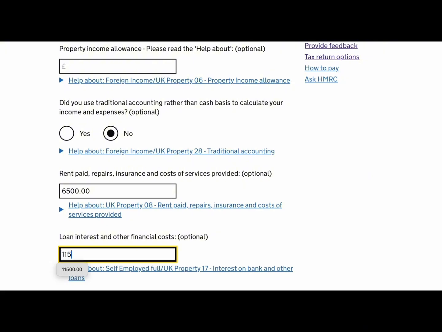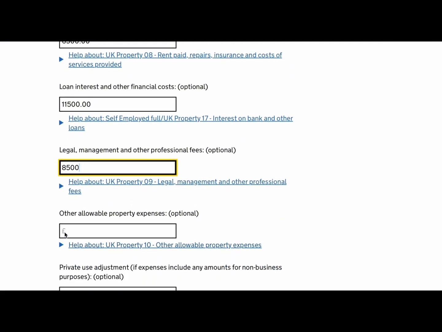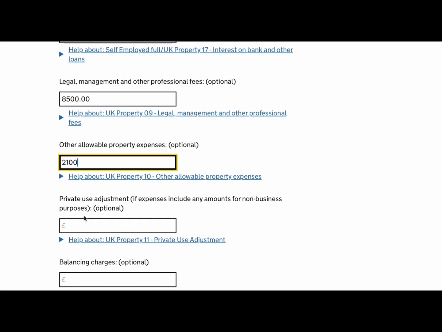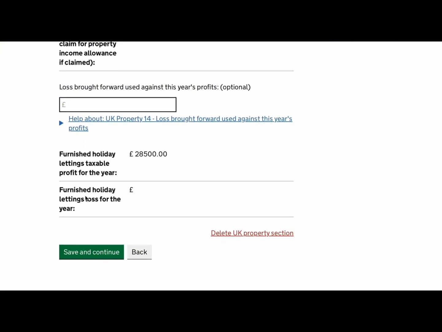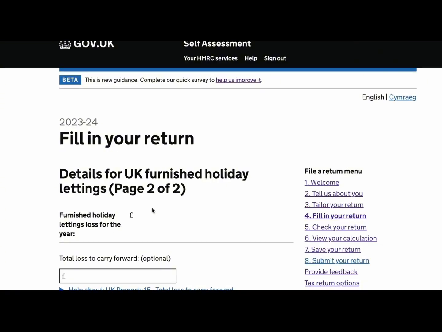Interest, mortgage interest on furnished holiday lets, £11,500. Legal, management and other professional fees, £8,500. Other allowable property expenses, £2,100. There is no private use of furnished holiday lets in 23-24. Save and continue.